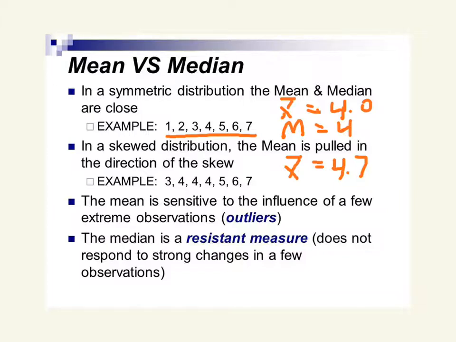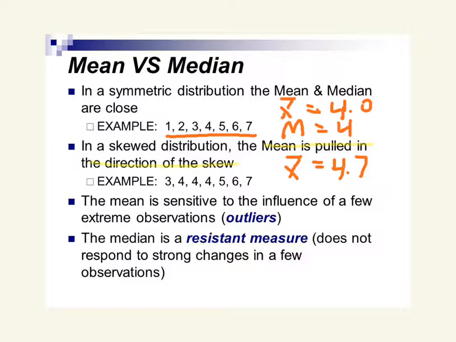So the mean is pulled in the direction of the skew. We want to remember that statement. Now the reason for this is that the mean is sensitive to the influence of an extreme observation. Sometimes we might refer to that as an outlier. Now, not all extreme observations are outliers, but if we have some values that are flexing an influence a little bit more, they are going to skew that mean.